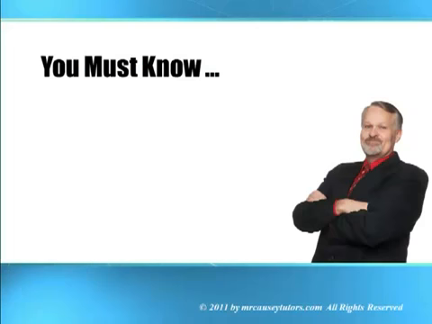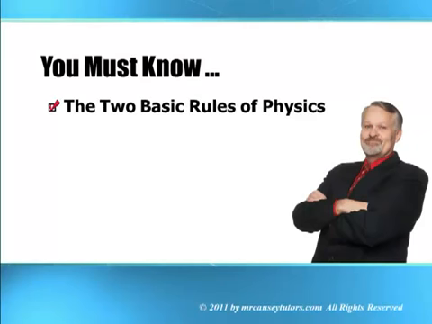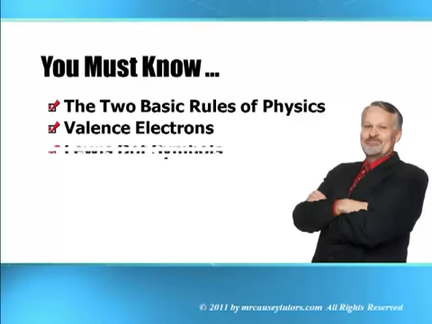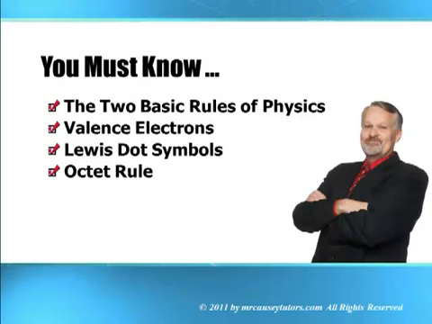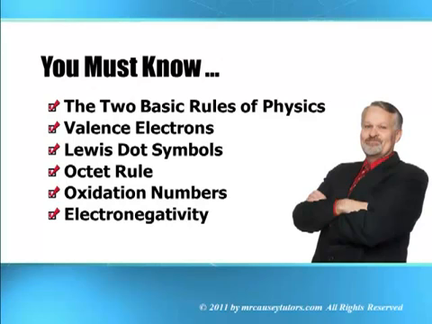In order to understand chemical bonds, you must know some things. We want to make sure that we understand the two basic rules of physics: valence electrons, Lewis dot symbols, the octet rule, oxidation numbers, and electronegativity. We need to have these things down in order to understand chemical bonds. Before we get started, make sure you have a periodic table. If you don't have a periodic table in front of you right now, you're not prepared to succeed. Get your periodic table and get ready to learn about chemical bonds.